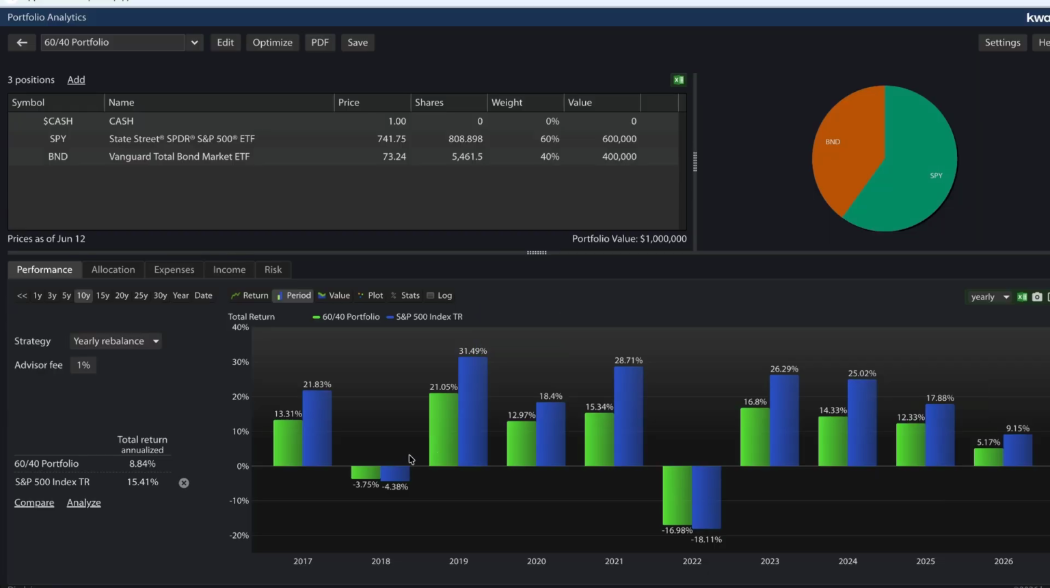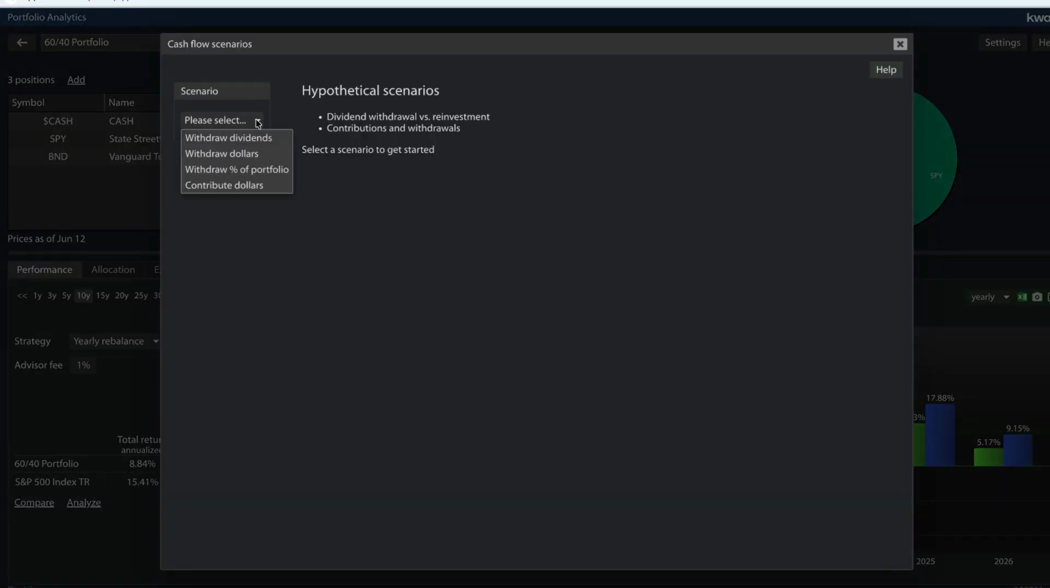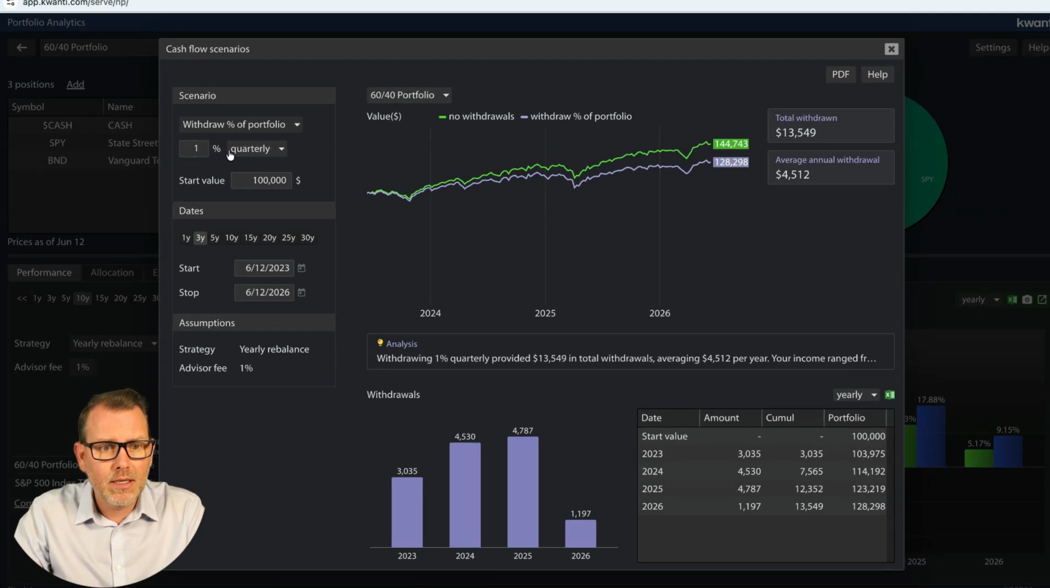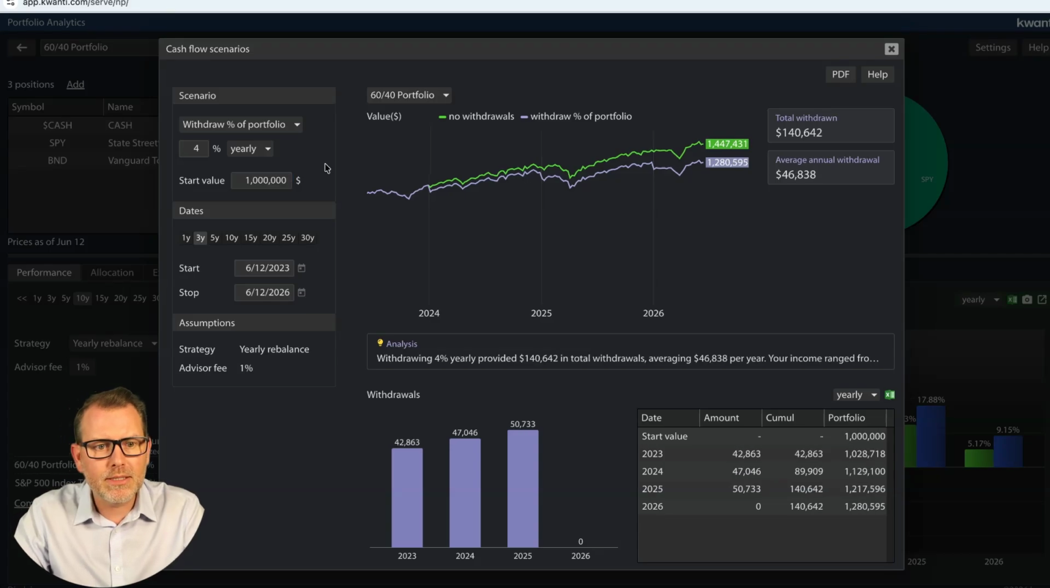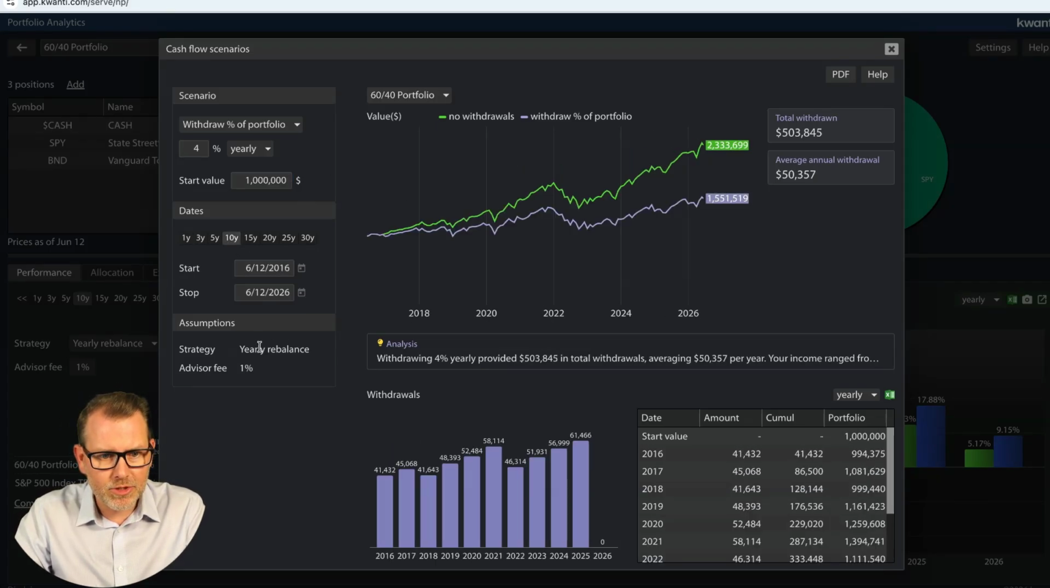Okay. So let's add another variable to this. Let's go to our cash flow projections. Let's do withdrawal percent of portfolio. So we're going to take 4% a year. There we go. And we're just going to say we take 4% a year. We're going to have a portfolio that is $1 million. And we're going to look at the last 10 years. We're still going to have a yearly rebalance and an advisory fee of 1% just to keep things fair here.